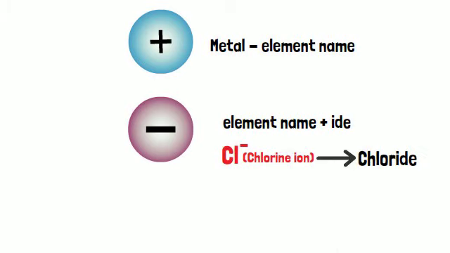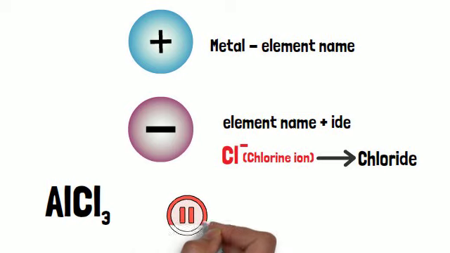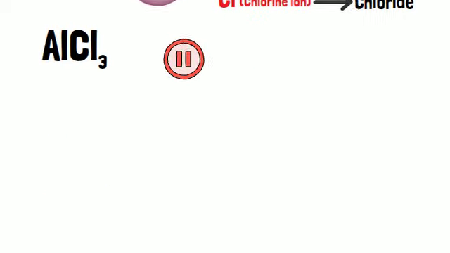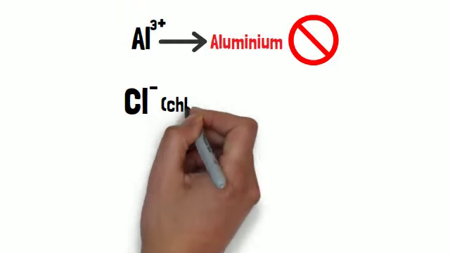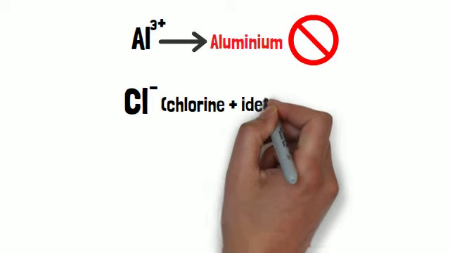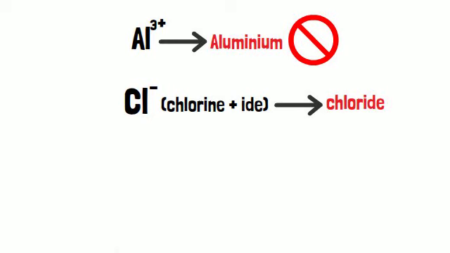So, if we have an ionic compound AlCl3, how do we go about naming it? Take a moment, pause the video if you have to, and try to do it. Al is aluminium, which is a metal, and based on the rules, the name does not change. Cl is chlorine. However, because it is an anion, we take the name of the element and add -ide, so it becomes chloride. Therefore, the name of the compound is aluminium chloride.